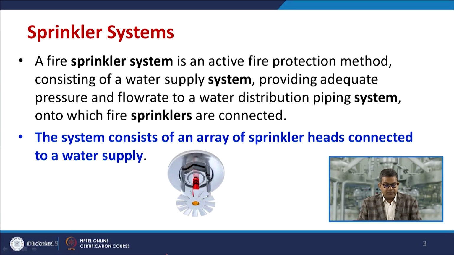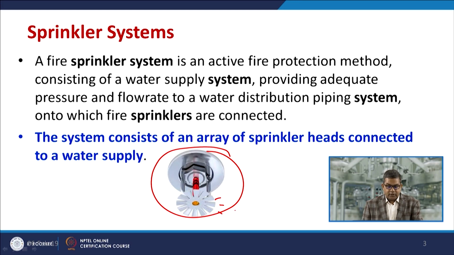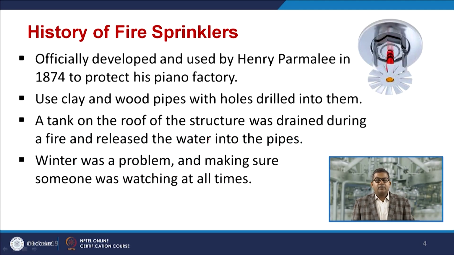A fire sprinkler system is an active fire protection method consisting of a water supply system providing adequate pressure and flow rate to a water distribution piping system onto which fire sprinklers are connected. As you can see in this figure, this system consists of an array of sprinkler heads connected to a water supply. We will discuss this in a subsequent slide, along with the anatomy of a sprinkler head. So let's have a look at the history of fire sprinklers.